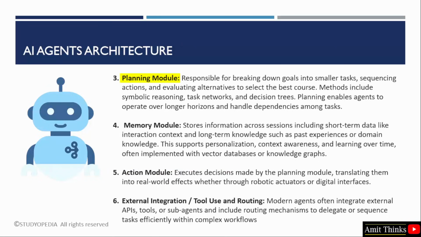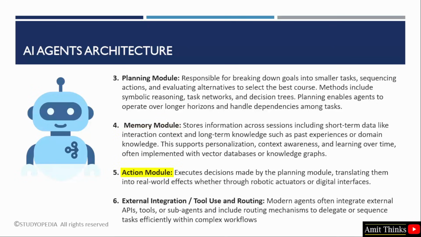The third one is the planning module. It is responsible for breaking down goals into smaller tasks. This is done to select the best course by sequencing actions and evaluating alternatives. Some of the methods include decision trees, task networks, and others. The next one is the memory module. As the name suggests, it is used to store information across sessions, including short-term data as well as long-term knowledge. This also supports context awareness, personalization, and learning over time, which are often implemented using vector databases or knowledge graphs.